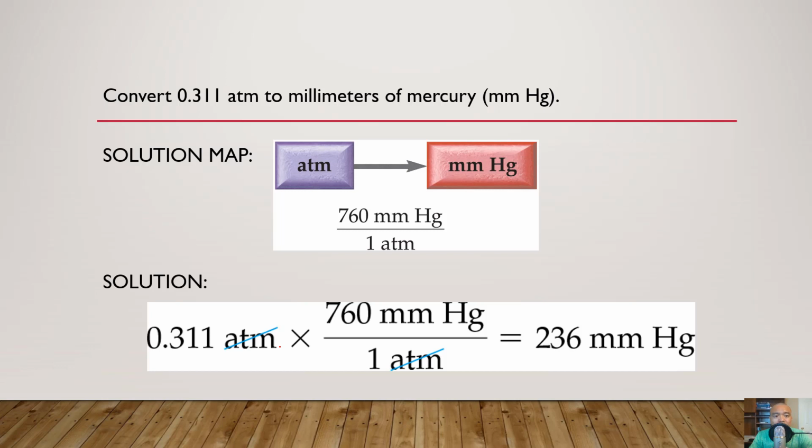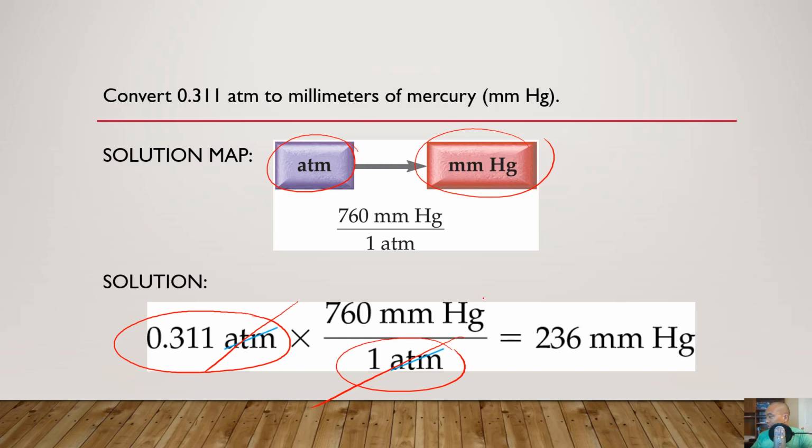Let's look at one example. Convert 0.311 atm to millimeters of mercury. We know 1 atm is 760 millimeters of mercury, so these two units are directly related. For this reason, we can convert atm to millimeters of mercury using 1 atm is 760 millimeters of mercury, but we keep atm at the bottom, so it cancels out with the original unit, and we convert this to millimeters of mercury, and the final answer is 236 millimeters of mercury.